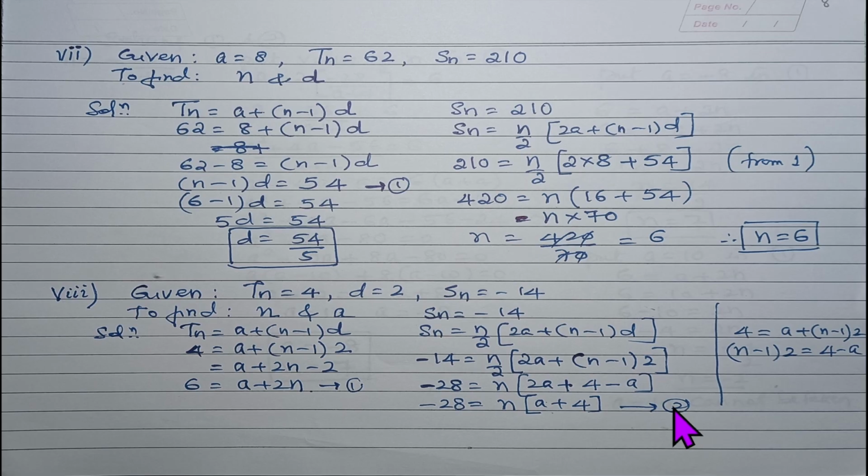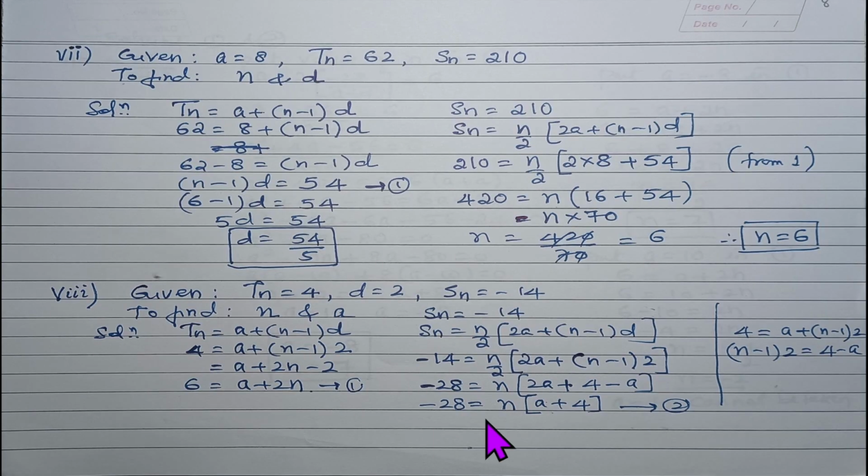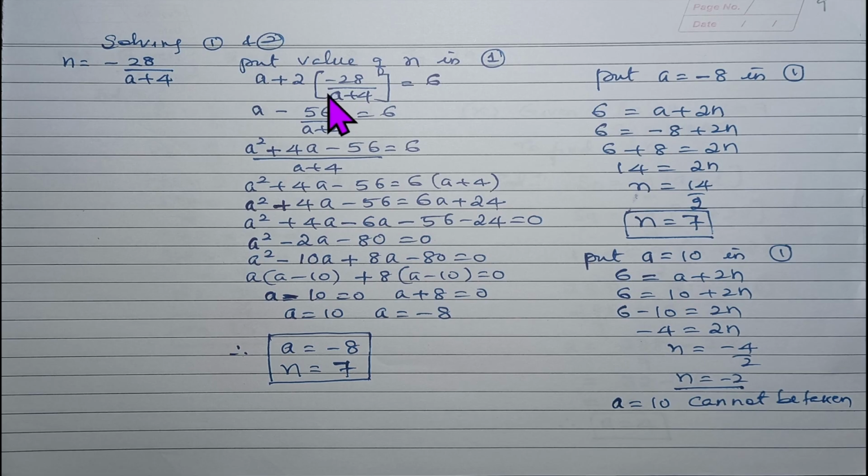So we can use the first equation and the second equation to solve and find the values of a and n, and this can be done either by elimination method or by substitution method. So I will go by substitution method. Now solving 1 and 2, take the value of n as minus 28 divided by a plus 4, from equation 2, and substitute that value in equation number 1.